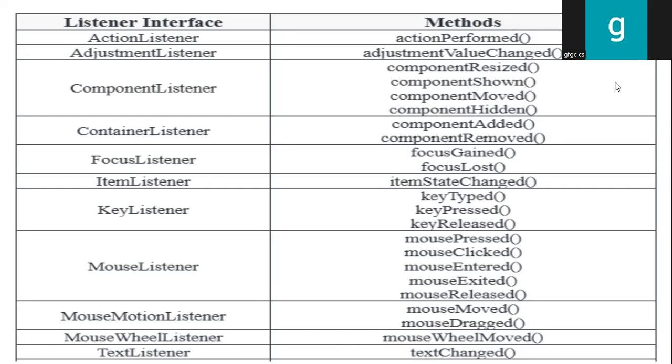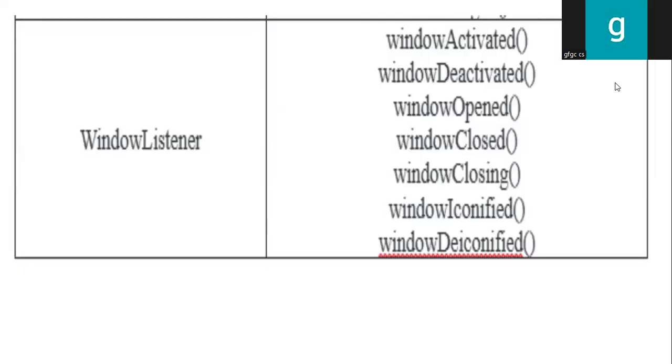Next, mouse wheel listener. For that interface, only one method is there, mouseWheelMoved. Next is window listener. For window listener, a total of seven functions are there. We need the methods windowActivated, windowDeactivated, windowOpened, windowClosed, windowClosing, windowIconified, and windowDeiconified. These many methods we have to implement.